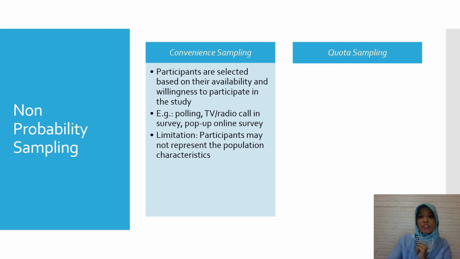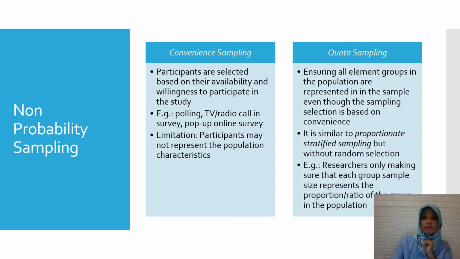And then the next one in non-probability sampling is quota sampling. Here you're trying to ensure all element groups in the population are represented in the sample, even though the sampling selection is based on convenience. So this is similar to proportionate stratified sampling, but without the random selection.